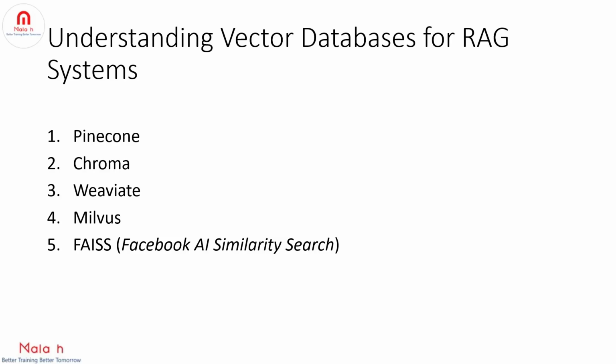All right, thank you. So let's try to understand the vector databases that we have for building RAG systems, right? In RAG, as we learned in the previous lecture, we need a vector database to store our embeddings, right? So that is why we have different kinds of vector databases. We have Pinecone, Chroma database, which we have already seen in the project, right? And Weaviate and Milvus and Facebook AI Similarity Search, right? This is also known as FAISS. So we have different kinds of vector databases available, right? So let's learn one by one.